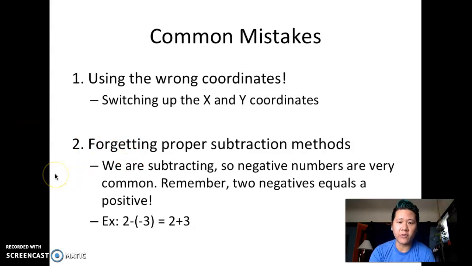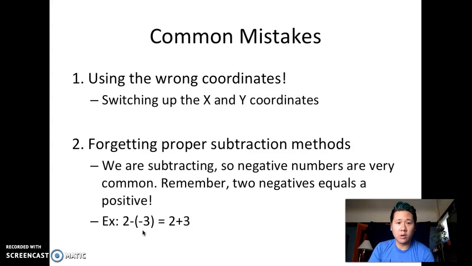Second common mistake is forgetting proper subtraction methods. So we are subtracting. Remember the negative numbers are very, very common because we're taking things away. We're subtracting. So 2 negatives equal a positive. So for example, if I have 2 minus -3, that minus and that negative become a positive. So you actually get 2 plus 3.